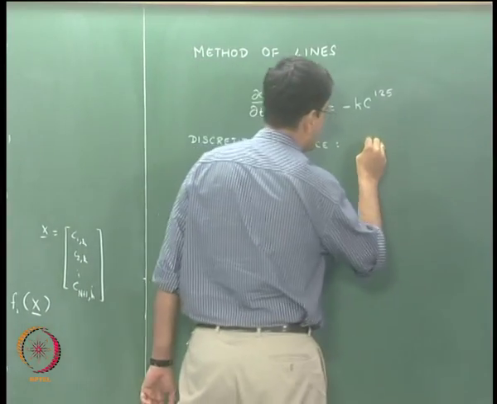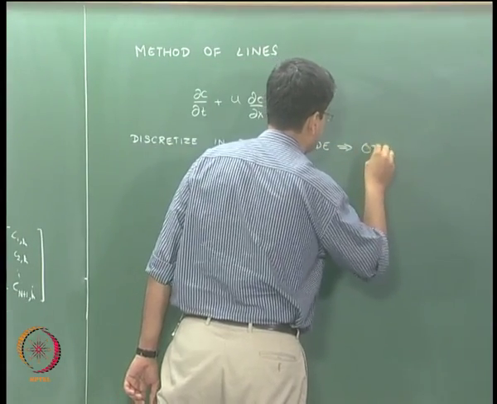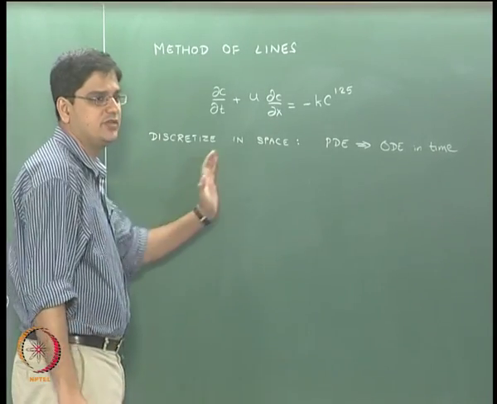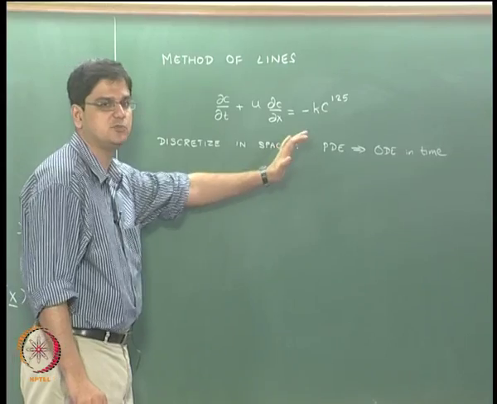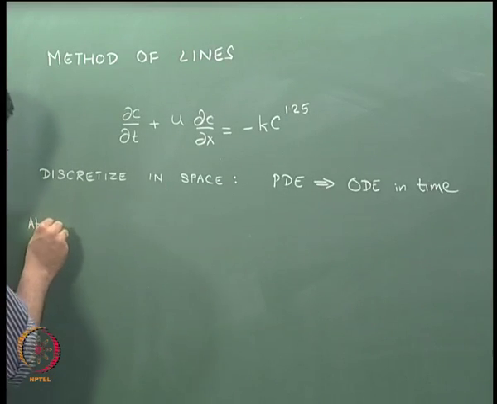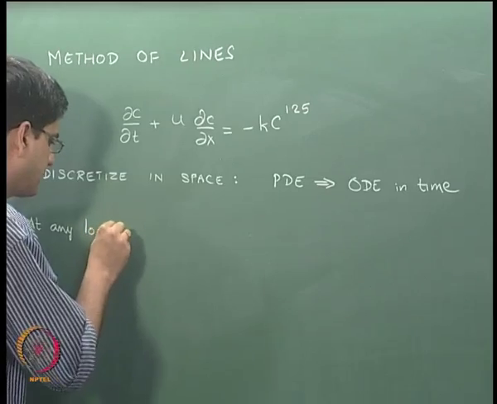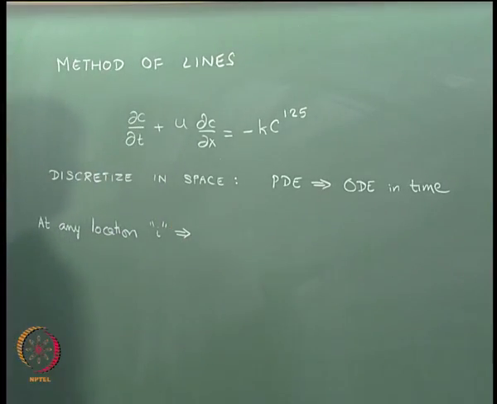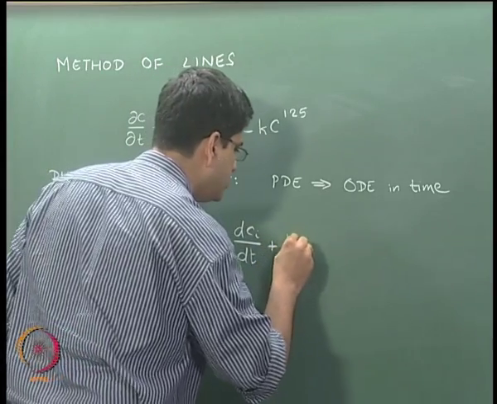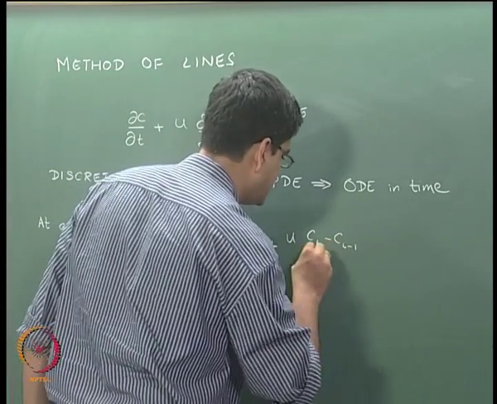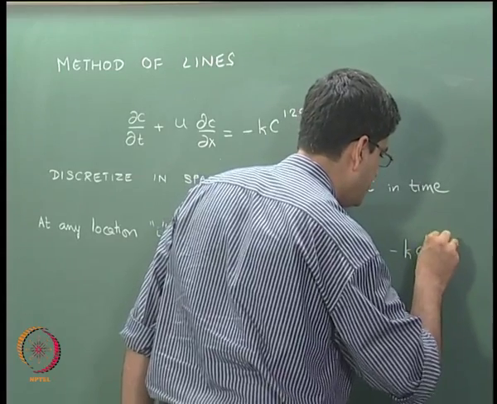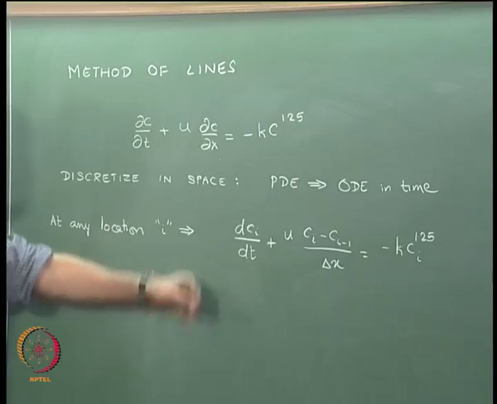and when you discretize in space, our PDE gets converted to an ODE in time. What I mean by that is, as before, we just discretize c in terms of c1, c2, c3 up to c(n+1), and we do not discretize this in time. So when we discretize this in space, at any location i, what we are going to get is dci by dt plus u multiplied by (ci minus c(i-1)) divided by delta x is equal to minus k ci to the power 1.25. We will be able to write this for all of the locations.